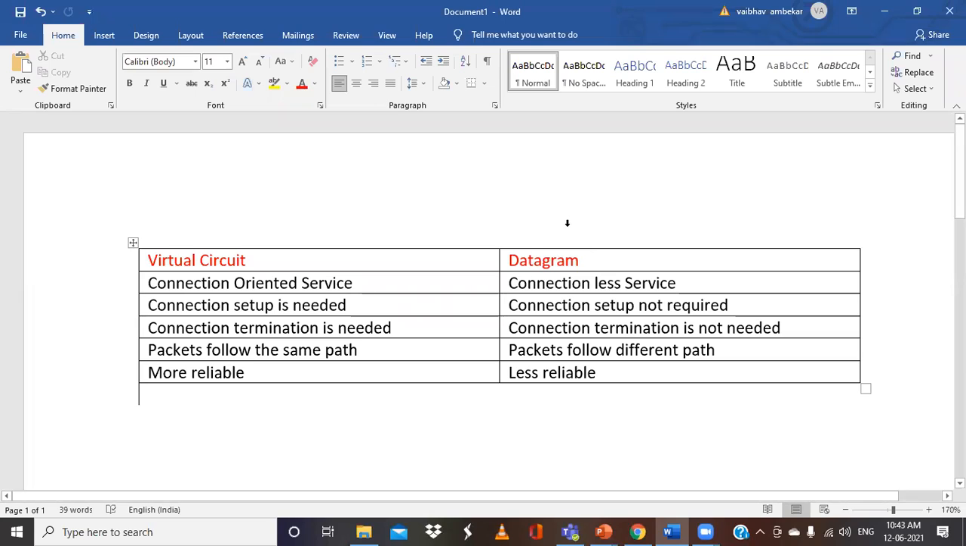In simple terms, we'll be discussing only the differences between virtual circuit and datagram. Virtual circuit is connection oriented, whereas datagram is connectionless. Here connection setup is required; here connection setup is not required. As we do the connection setup, termination also has to be done; here termination is not required. Packets follow the same path here; here packets follow different paths. It is more reliable, it is less reliable. These are the basic differences between the virtual circuit and the datagram.